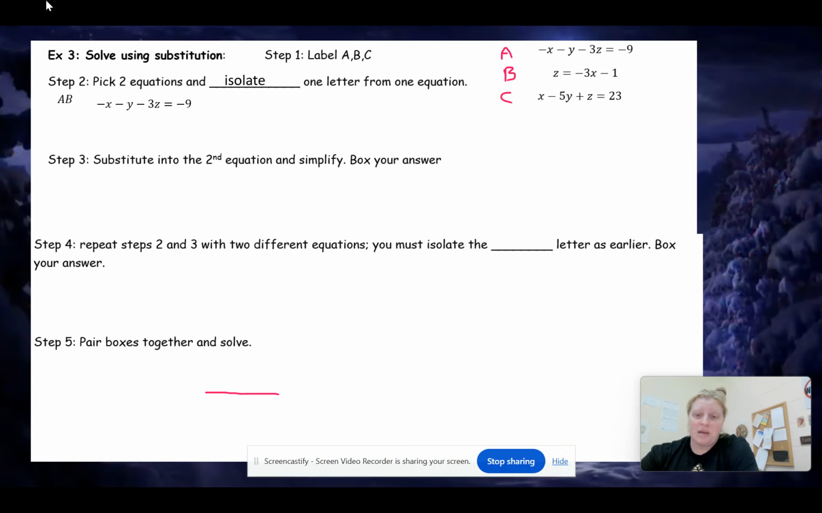All right, so I'm just copying down my A equation and my B equation. And you see how by doing this, I've already taken care of this step where it says isolate one letter from one equation. That's done right here. Z is isolated, and that's all I need to do. Then I'm going to take what Z is equal to, and I'm going to plug it in for Z in my A equation. So this is all part of step 3 right here. So we're substituting, and then we're going to go ahead and simplify a little bit.